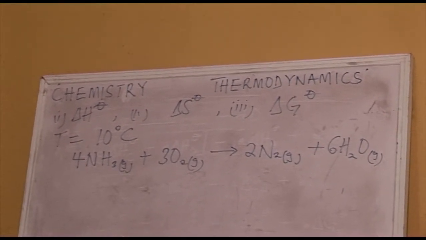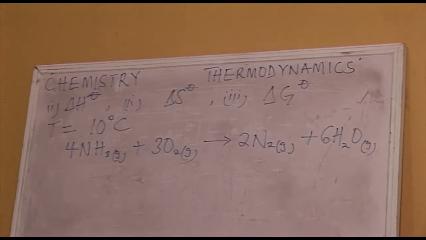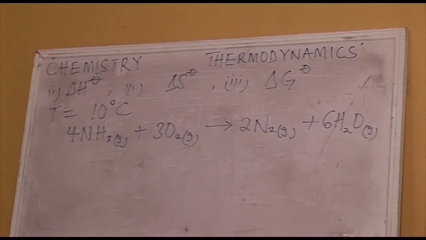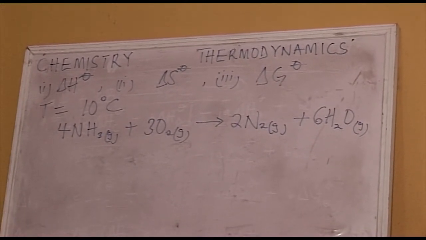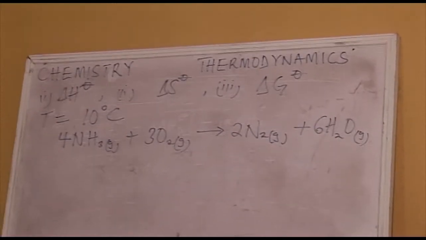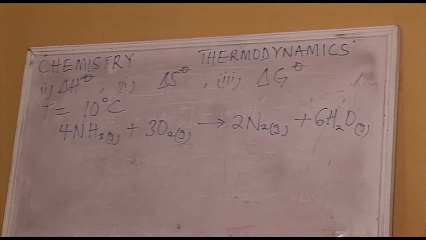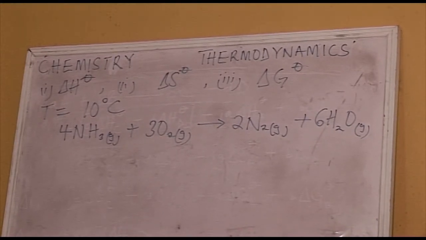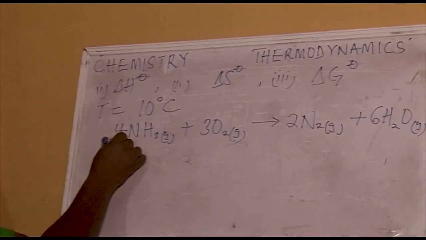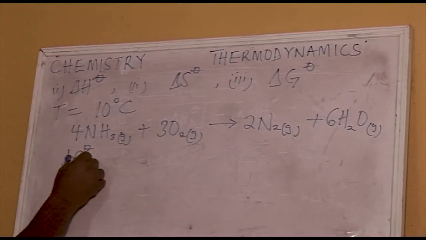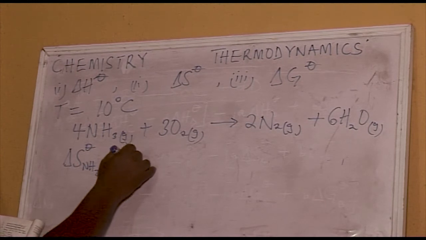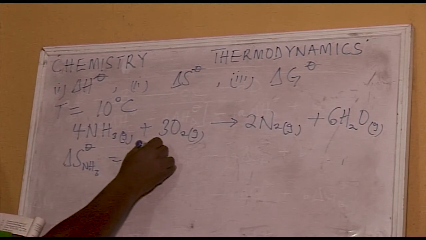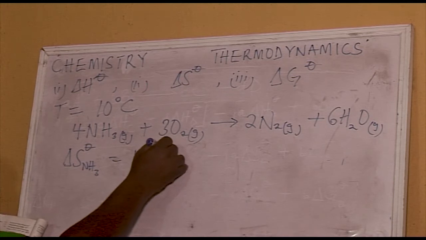So what we are asked to calculate are 3 things: the standard enthalpy change, the standard entropy change, and the standard Gibbs free energy change at 10 degrees Celsius for this reaction. And they give us the standard enthalpies of each of the components of the reaction.